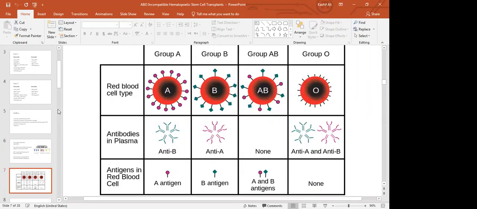Now the basic concepts are explained in this diagram. Recipients with blood group A have A antigens on RBC membranes, but anti-B antibody in their plasma. Patients of type B have B antigens on RBC membranes and anti-A antibody in their plasma. A patient with AB type has both antigens on the RBC membrane, but no antibody in plasma. Finally, a patient with type O has no antigen on the RBC membrane, but both antibodies, A and B, in plasma.